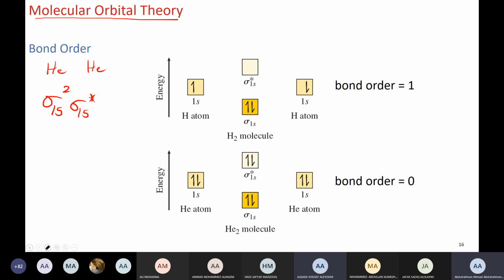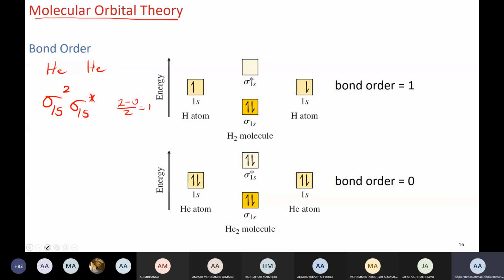How do you find it? 2 minus 0 divided by 2. Yes, 2 minus 0 divided by 2, and it's 1.